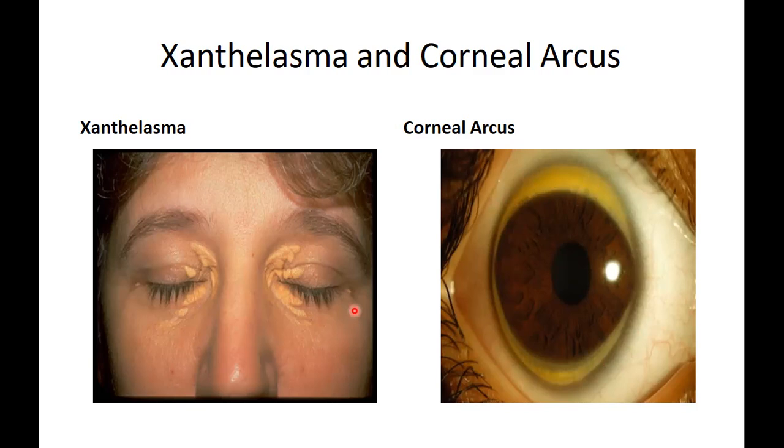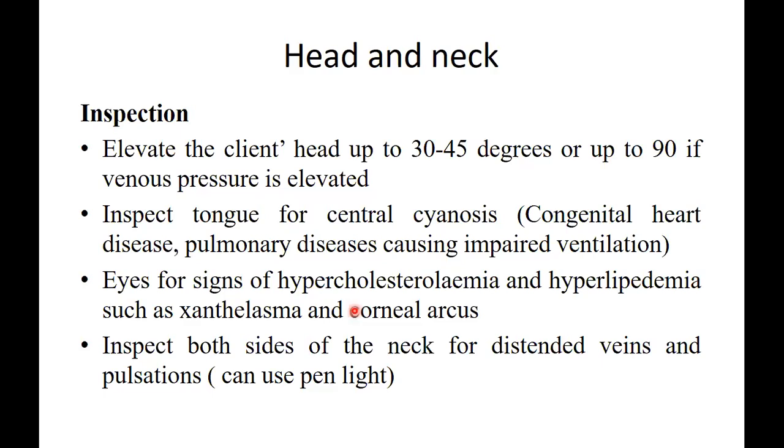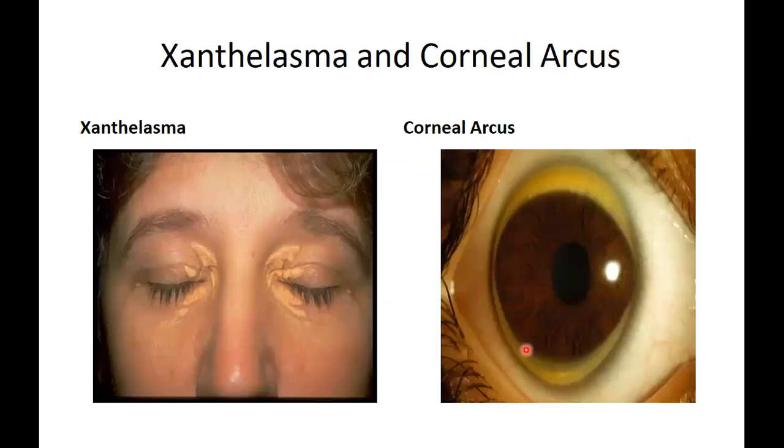All right. So you also want to inspect both sides of the neck for distended neck veins. And I'll show you in a diagram how this is done. Usually when the jugular veins are distended, it is a sign that the right side of the heart is failing. So the blood is being shunted back from the right atrium into the superior vena cava and all the veins that are emerging from there. So that will include your jugular veins.